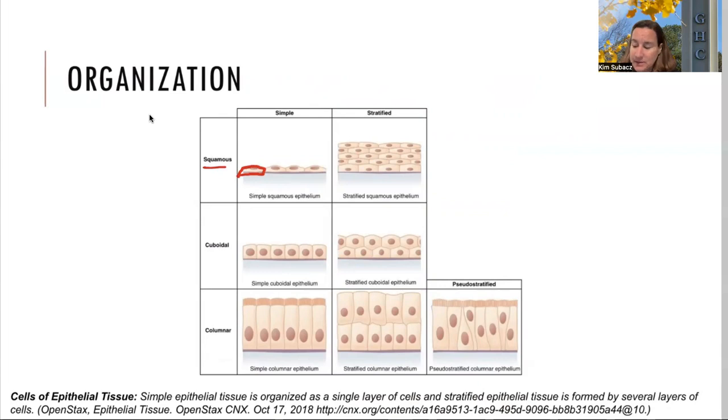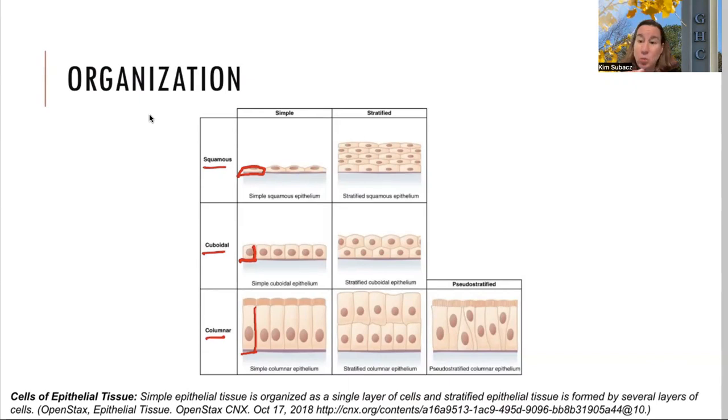Another type of shape is cuboidal. They are about as wide as they are tall, so relatively cube shaped. And the columnars are wide, but they are much taller than they are wide, so they are column shaped. Makes sense, right? Squamous, pancakes. Cuboidal, cube shaped. And columnars are column shaped, very tall. So that's one part down on the epi: what is its shape? And then how is it layered?